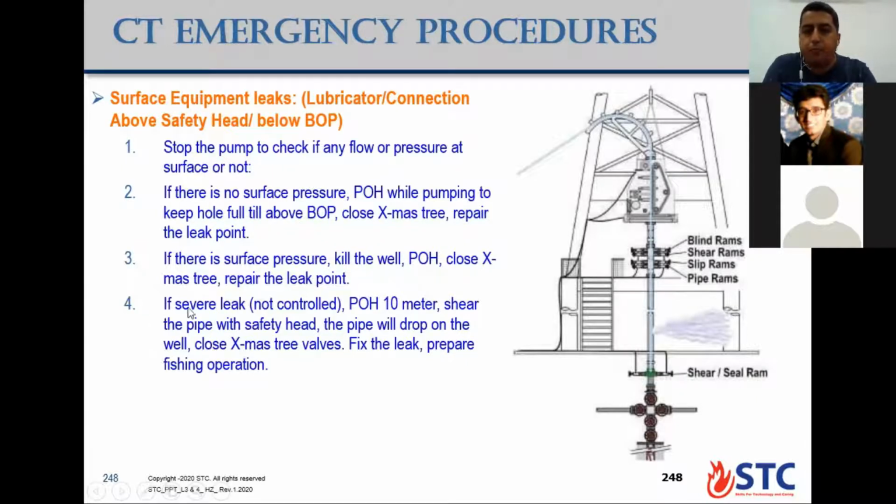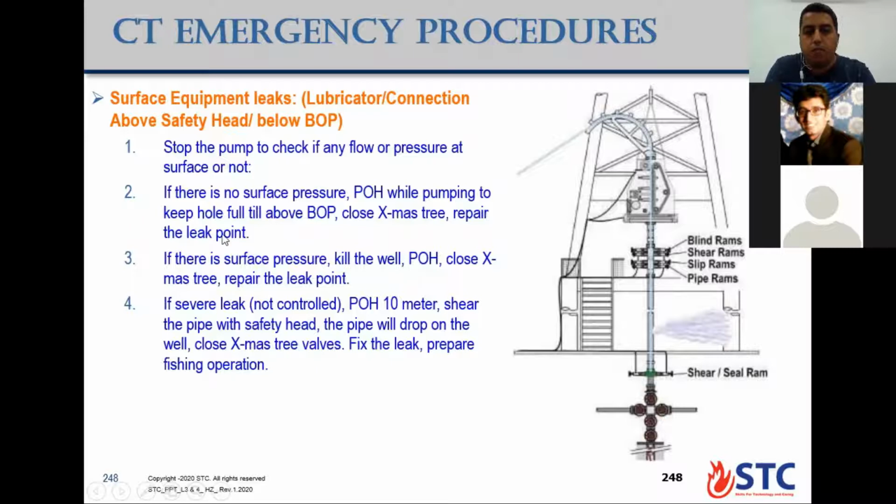Third option: if the leak is severe, you cannot control or contain it, there is H2S and it is not safe, pull out 10 meters from the bottom. If you are on bottom, you just pull off bottom. Shear the pipe with the safety head, because the point of leakage is below the quad BOP. The pipe after that will have space to drop inside the wellbore to the bottom. Then your Christmas tree valve is free from any coiled tubing. Close the Christmas tree valves, fix the leak, and prepare for fishing operation.